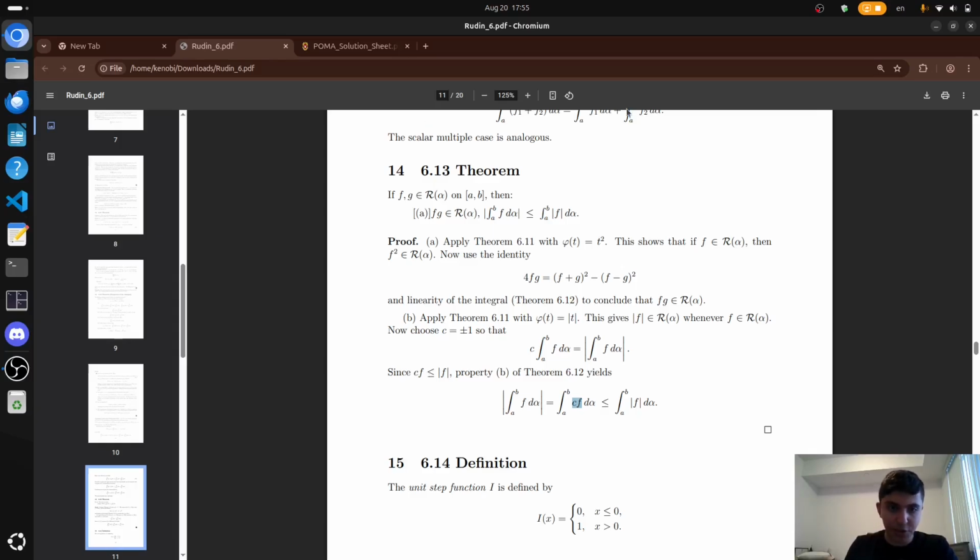It's either going to be the same thing as the absolute value of f when you have cf, or it's going to be less than that. Why? Because suppose f is positive, this is positive.